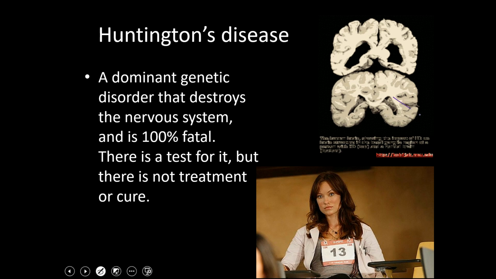Now, this is a normal brain. This is the brain of a person who has Huntington's, and you can see there's massive cortical loss. They're missing a lot of brain tissue, and you can see why that would end up killing a person over time.